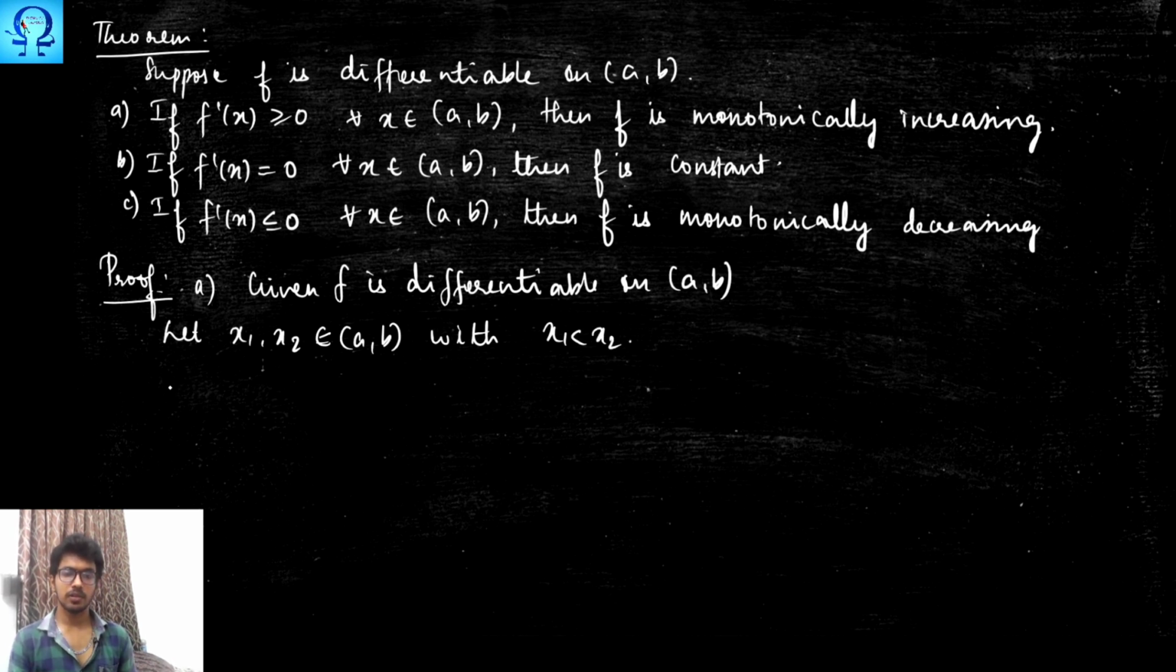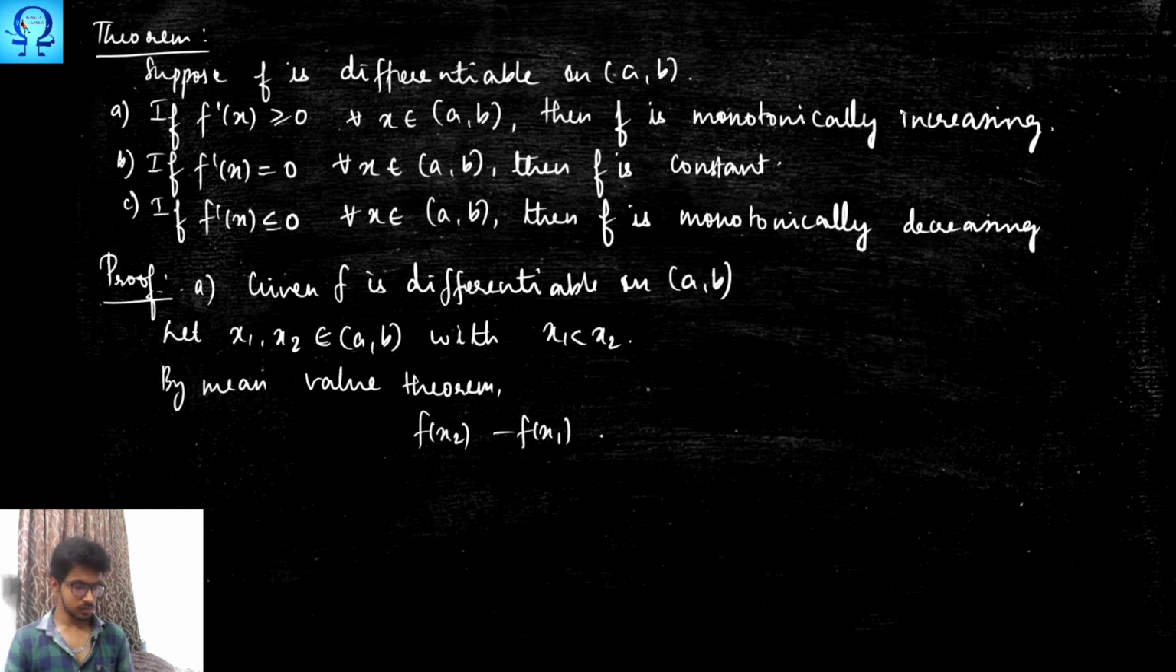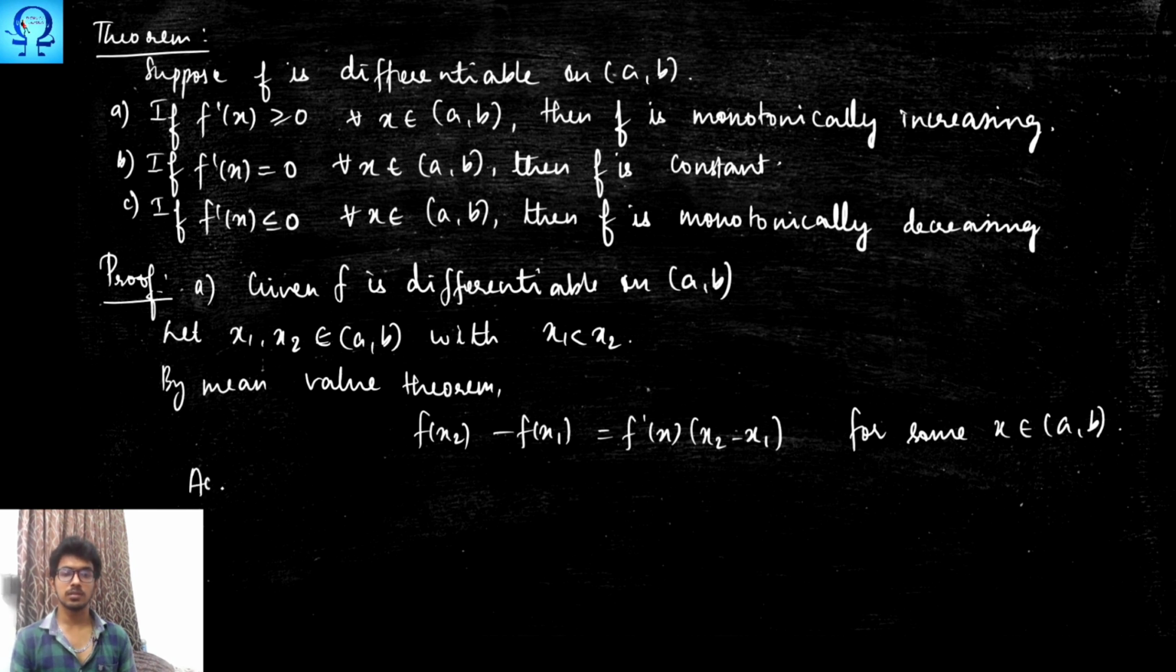Now we will make use of the mean value theorem. By the mean value theorem, what we get is f of x2 minus f of x1 is f prime of x times x2 minus x1 for some x in the interval AB. So this is what we have. Now we will make use of the hypothesis, that is, f prime of x is non-negative.